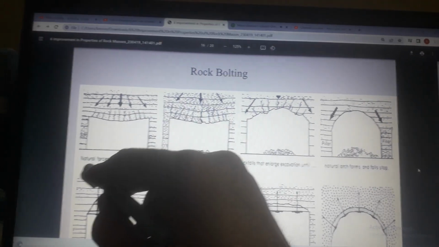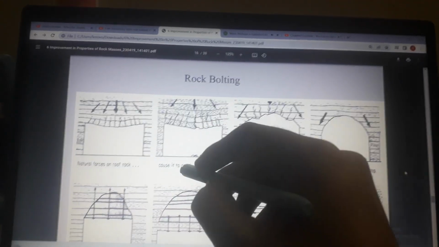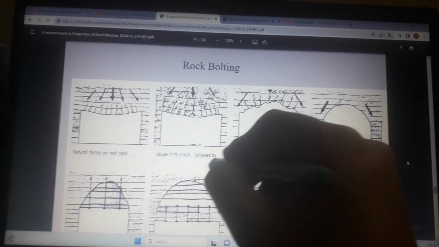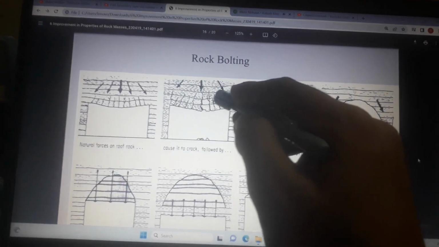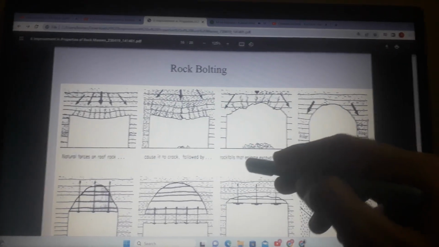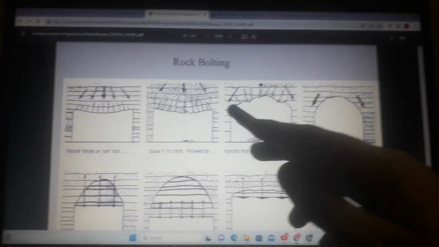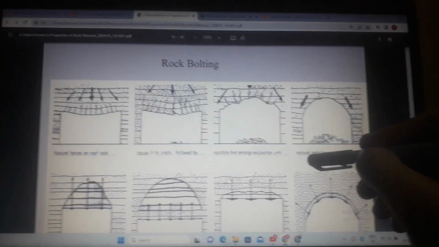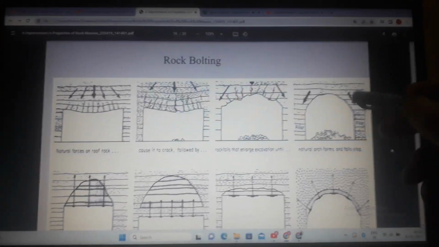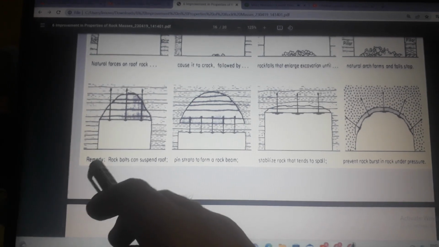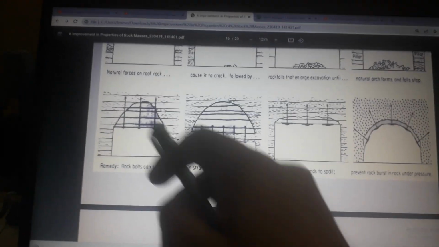Rock bolting. Natural forces on roof rock cause it to crack, followed by rock falls that enlarge the excavation until a natural arch forms and the fall stops. This is the pillar. Then, as a remedy, rock bolts can suspend the roof.